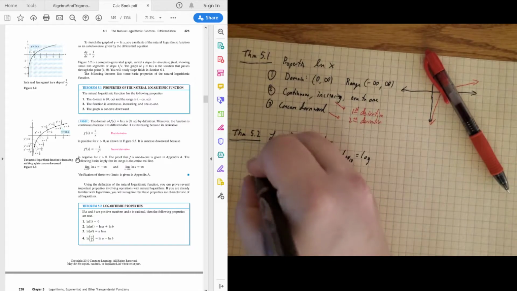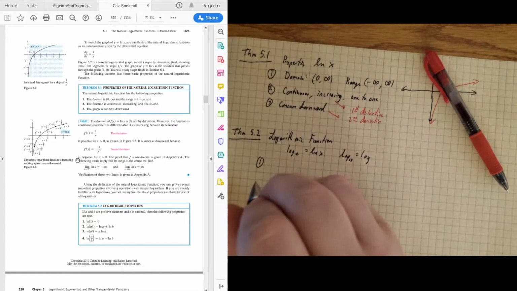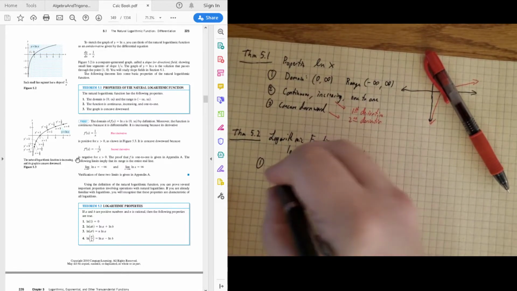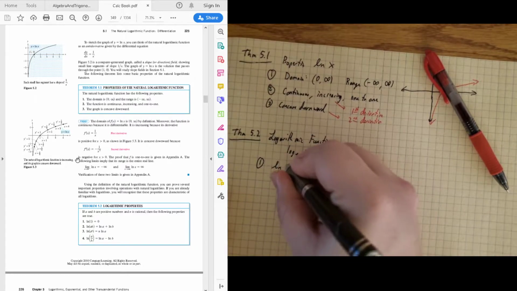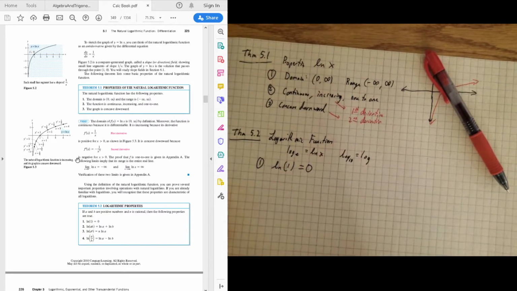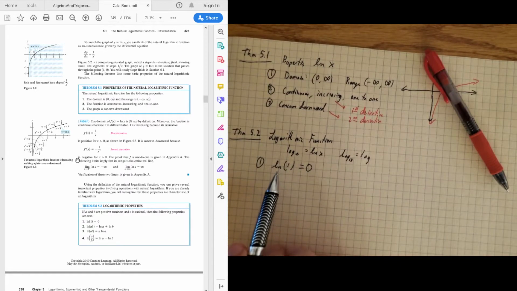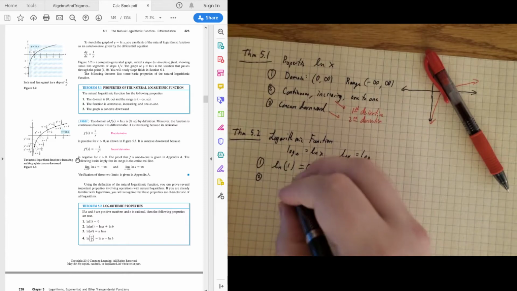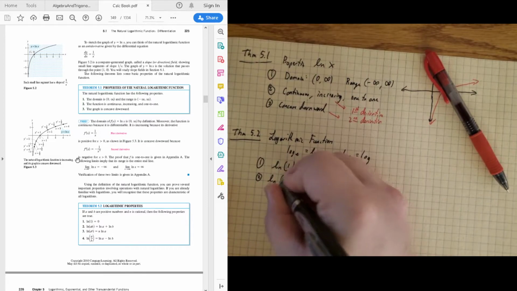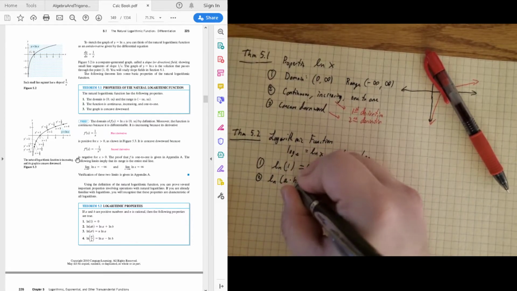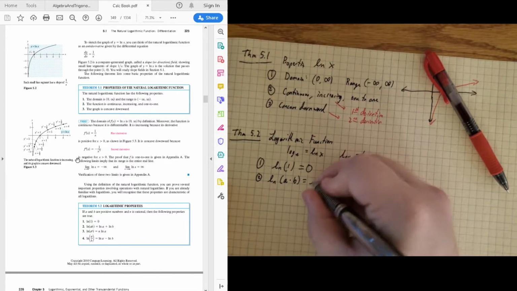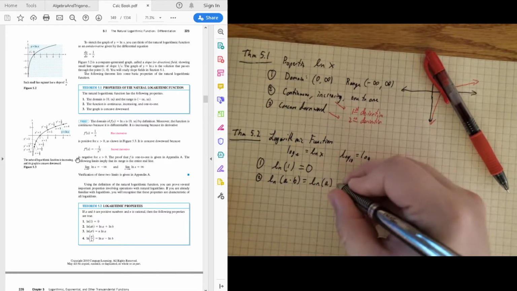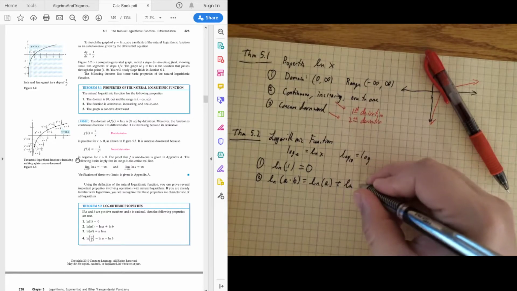So, 1. First thing to mention, the natural log of 1 is equal to 0. And in fact, this is true for any function that's a logarithmic function. So if you put log base 10 of 1, it'd still be 0. 2. The natural log of a times b is equal to the natural log of a plus the natural log of b.